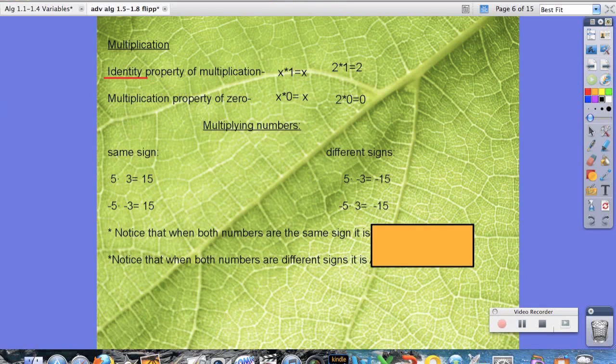So for multiplying numbers, we have to keep in mind, if we're multiplying numbers with the same exact sign, like two positive numbers, that would be equal to a positive number. When we multiply two negative numbers, that would still give you a positive number. What's different is, if you multiply numbers with opposite signs or different signs, that would result in a negative number. So the only time when you multiply where your answer would be equal to a negative is when the signs are different.